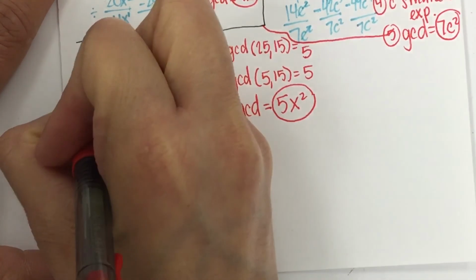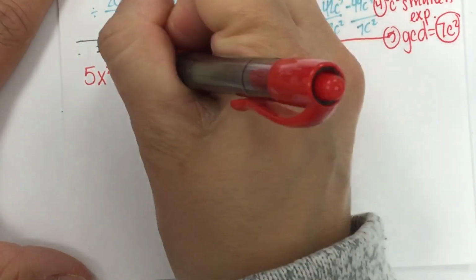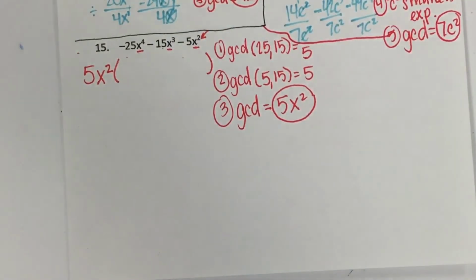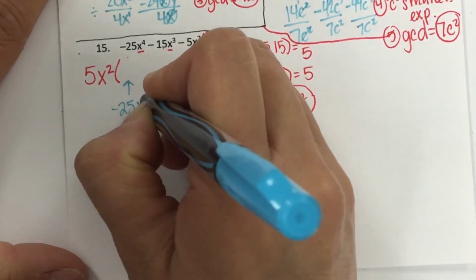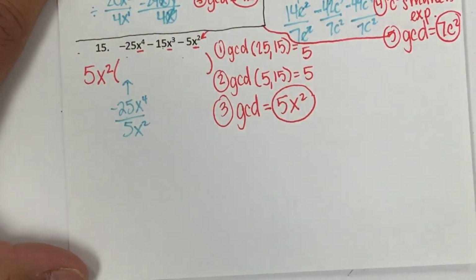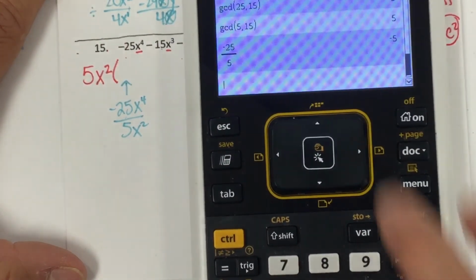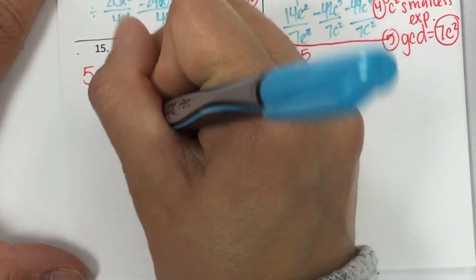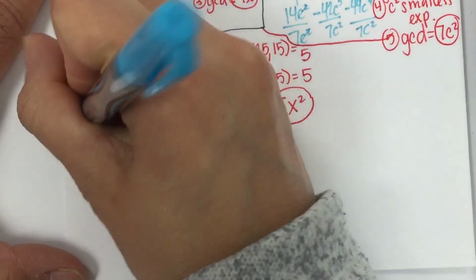So 5x squared goes on the outside, and we're going to figure out what's left over. So you're going to take negative 25x to the fourth and divide it by 5x squared. Negative 25 divided by 5 is negative 5. So you get a negative 5, and you subtract the exponents, so x squared.